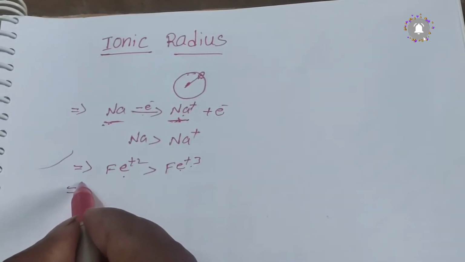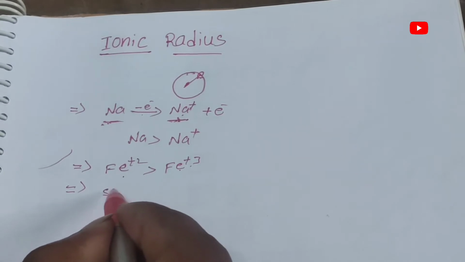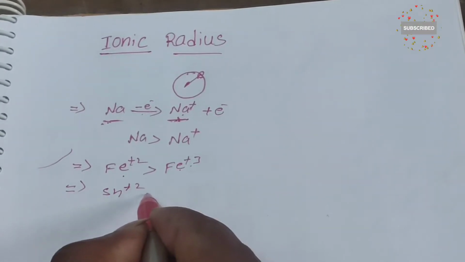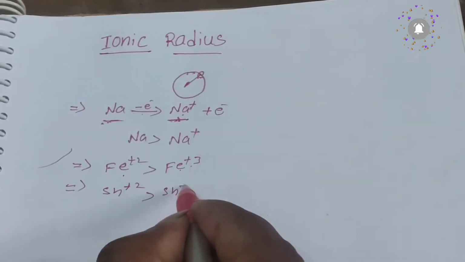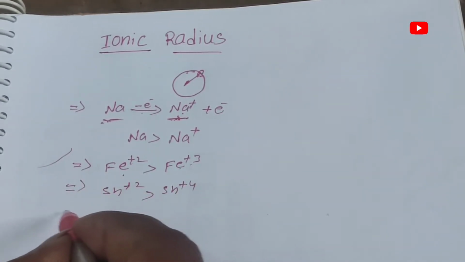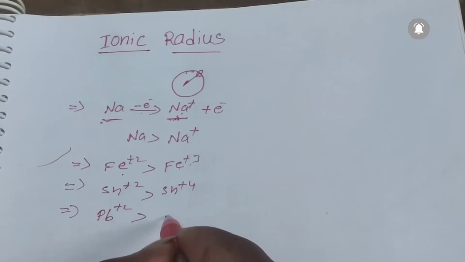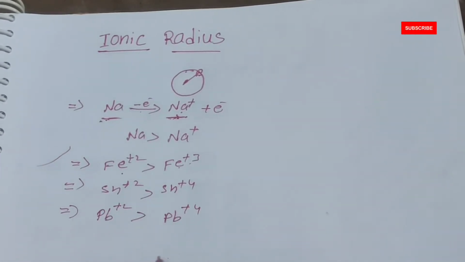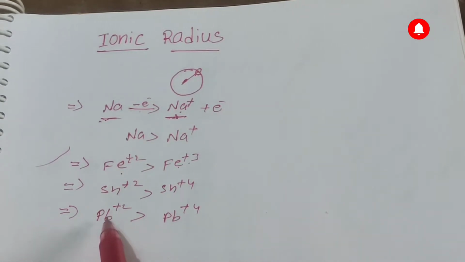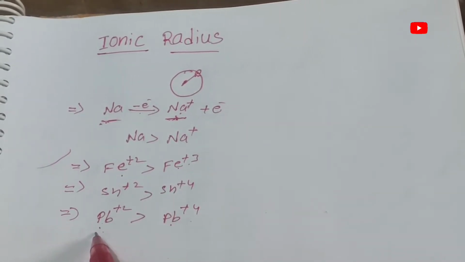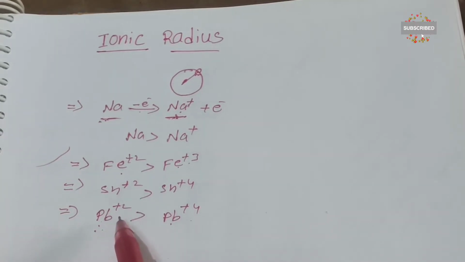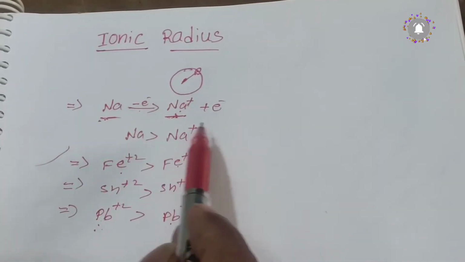Similarly, Sn plus 2 is greater than Sn plus 4, and Pb plus 2 is greater than Pb plus 4. So just look at that: whenever the same atom has the highest positive charge, that is the smallest one, and the lowest positive charge is the biggest one. So this is about the ionic radius of cations.